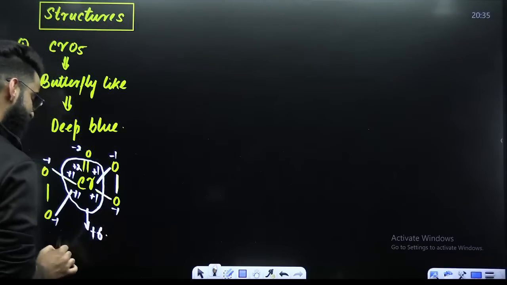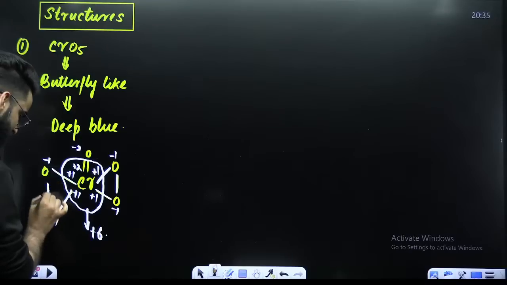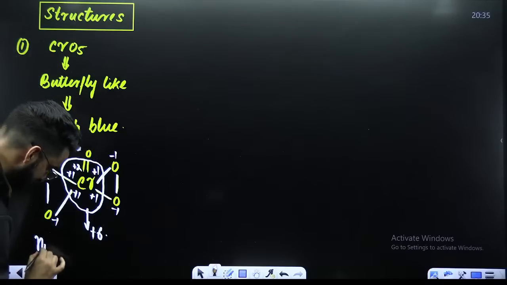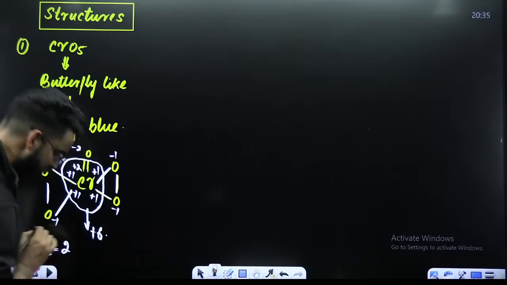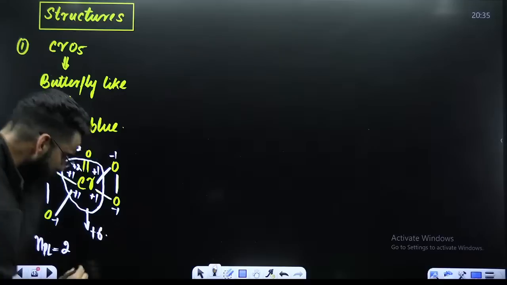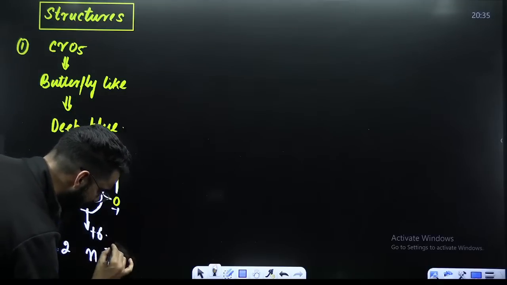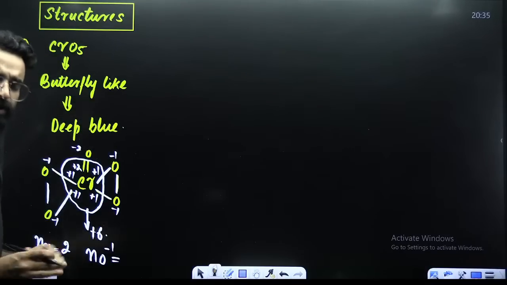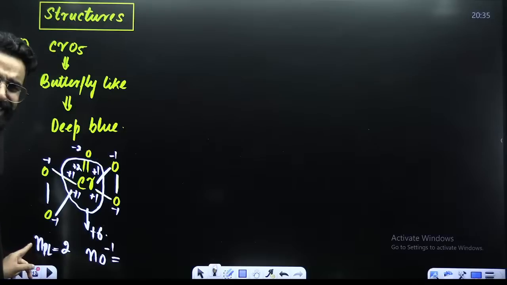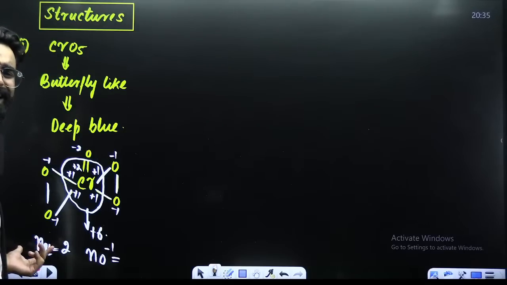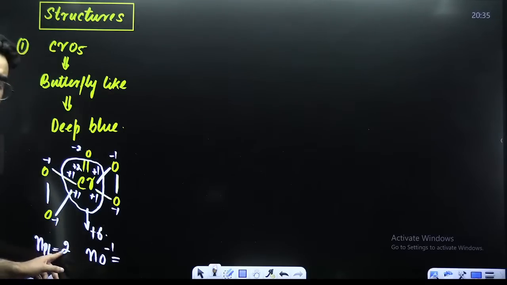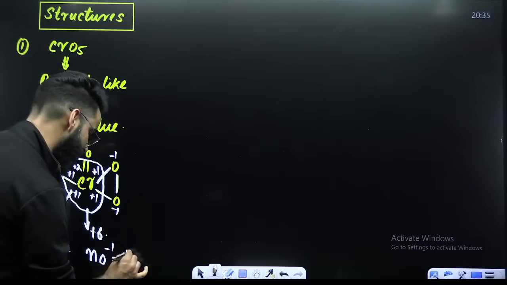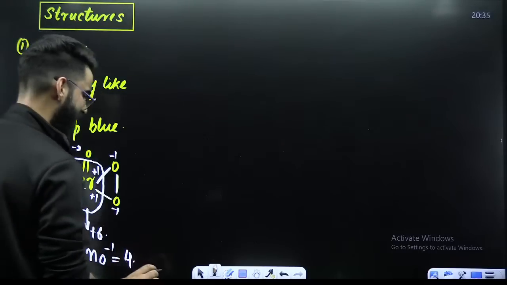This is one peroxide linkage, oxygen single bond oxygen. Oxygen single bond oxygen. So there are 2 peroxide linkages. So how many peroxide linkages do we have? 2. If they ask you how many oxygen atoms are there with -1 oxidation state, what you need to do is calculate the peroxide linkages and multiply by 2. Since there are 2 peroxide linkages, 2 multiplied by 2 comes out to be 4. Simple, nothing else.